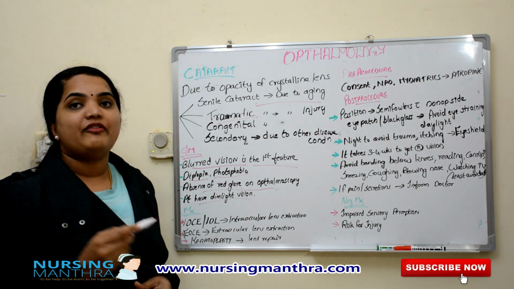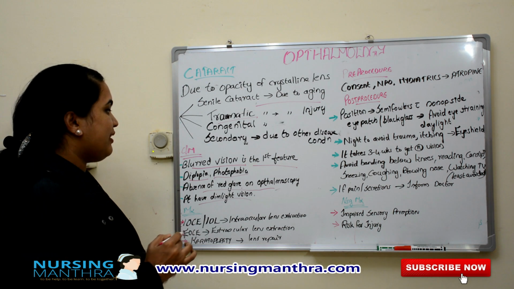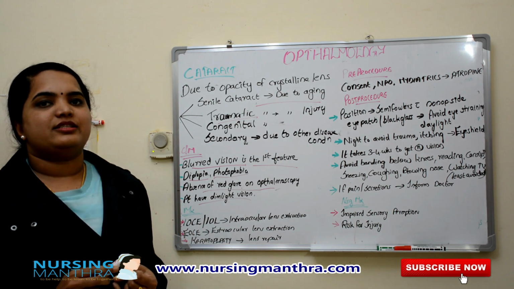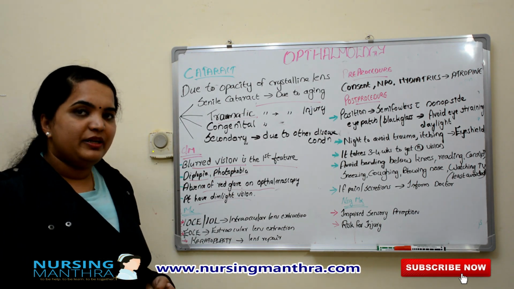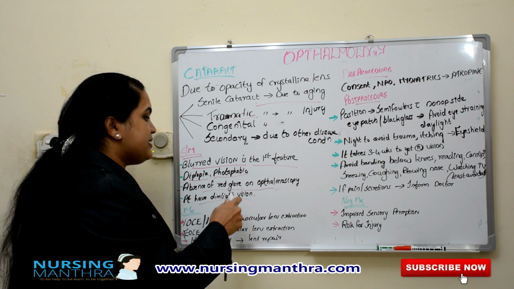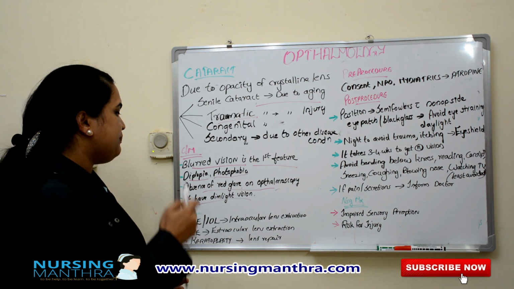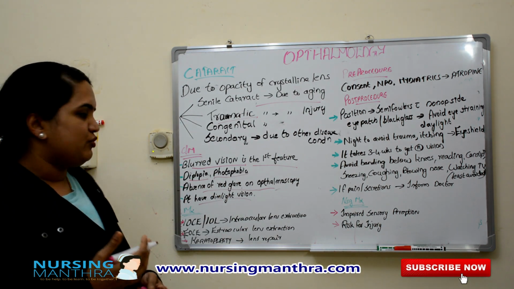And the patient will be having dim light vision. So these are the clinical features of cataract. Blurred vision is the first feature, diplopia will be there, photophobia will be there, absence of red glare on ophthalmoscopy, and the patient will be having dim light vision.